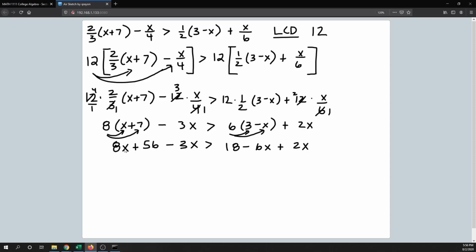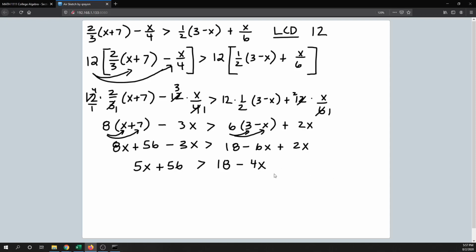I still have some simplifying to do because I have some like terms here, this 8x and the minus 3x. So 8x minus 3x will be positive 5x. Over on the right-hand side, I have some like terms, the minus 6x and the 2x. So those can be combined, and that will be minus 4x.